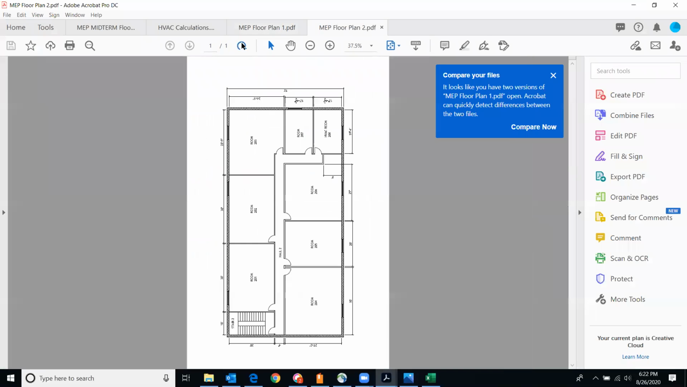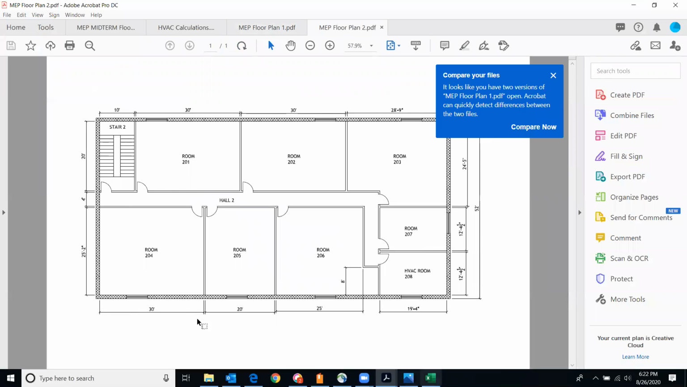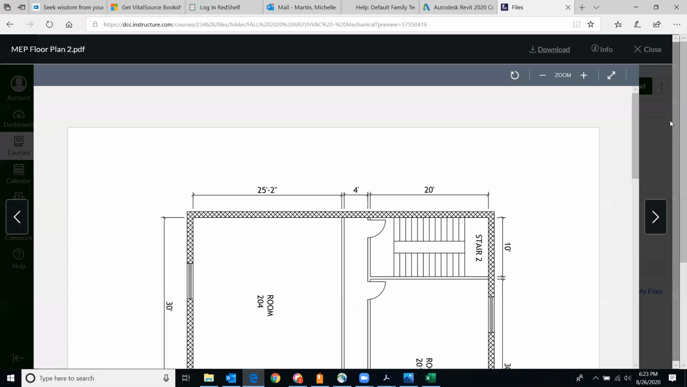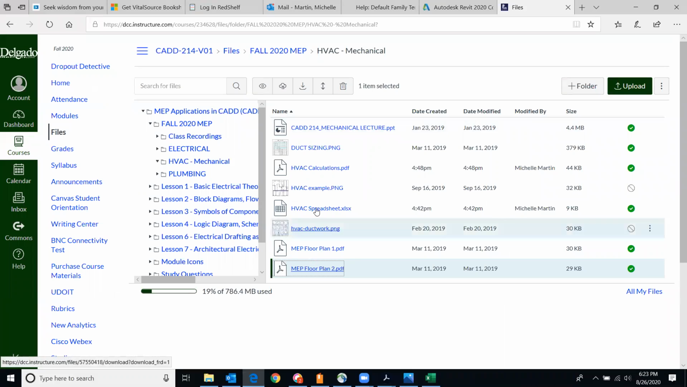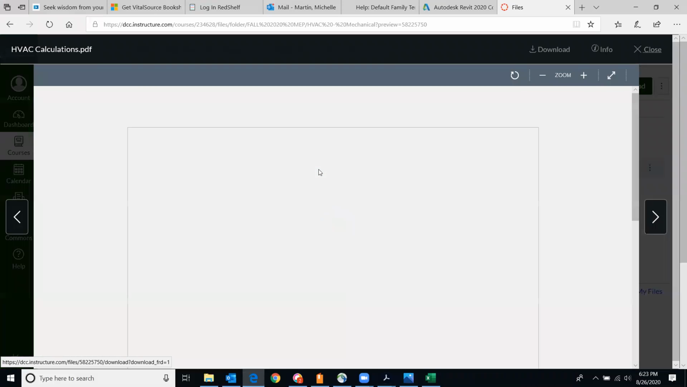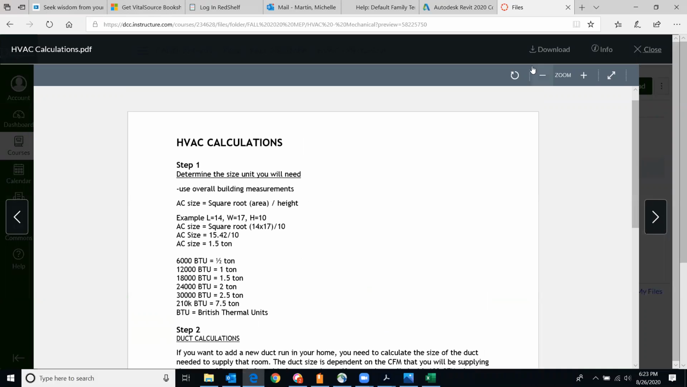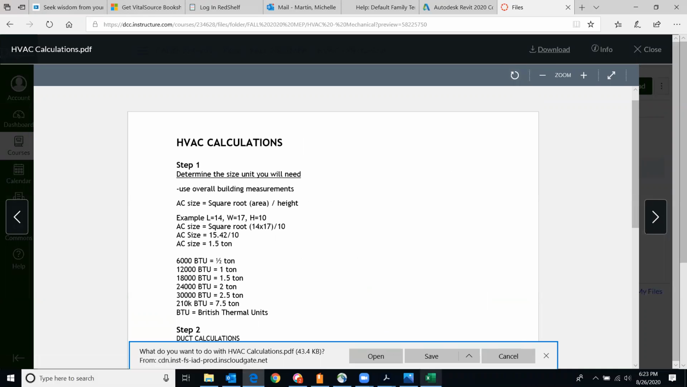So this is what the first project is going to look like, what we're going to start off at, and what we're going to be using this for to start with is to do our calculations on each room. Those calculations you can find under HVAC calculations in your files. So go ahead and open that as well, please. This is going to explain to you how that works. I'll go ahead and download that too.